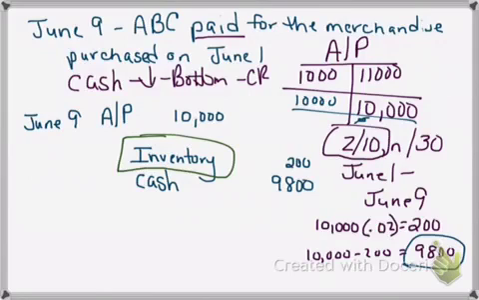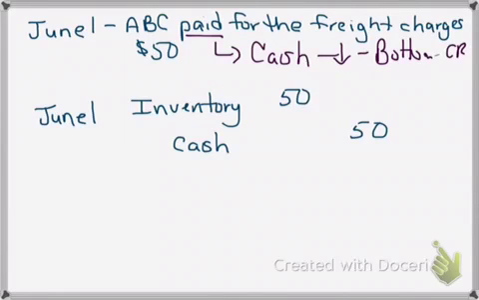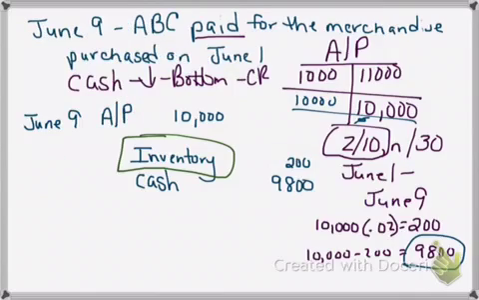So just remember, when we look at these different entries, and if we go back and look at them all, we had the first entry, we purchased inventory. The second entry, we paid freight for our inventory. The third entry, we had a return, so that comes out of our inventory. And then we actually got a purchase discount, and so that's going to come out of our inventory as well. So you see all of those do have inventory on them.